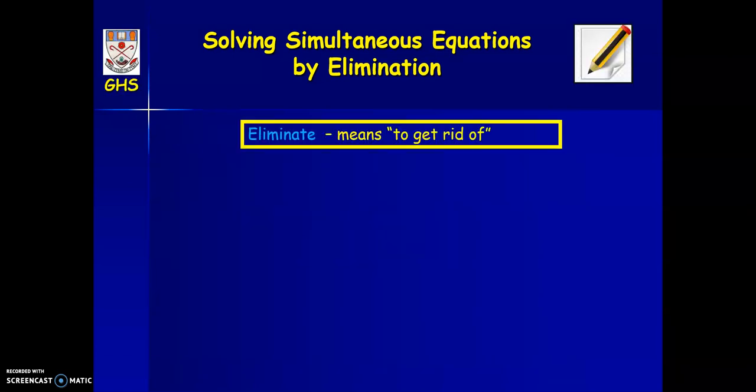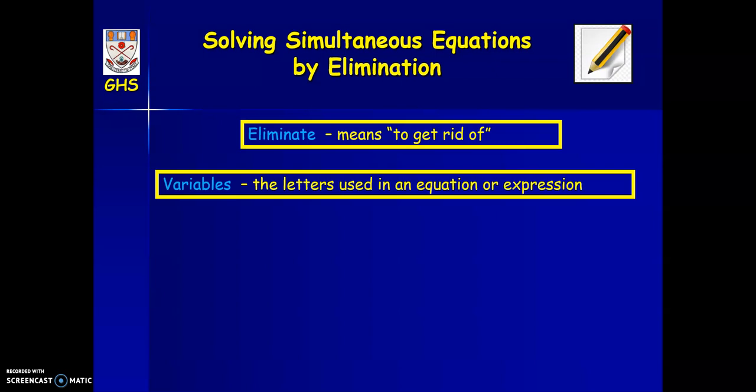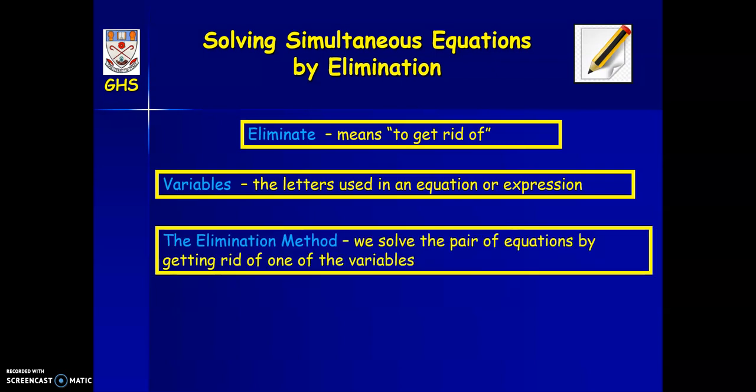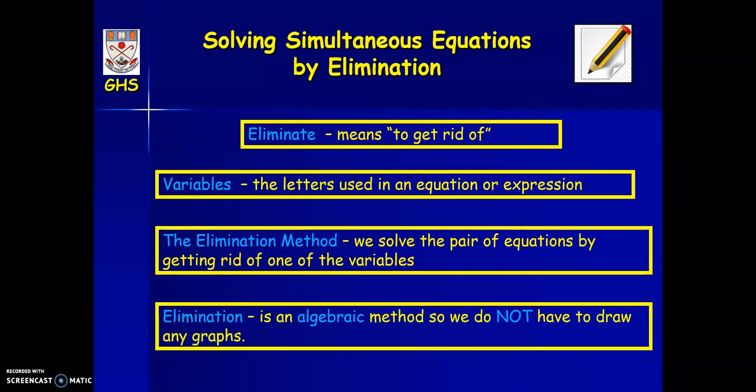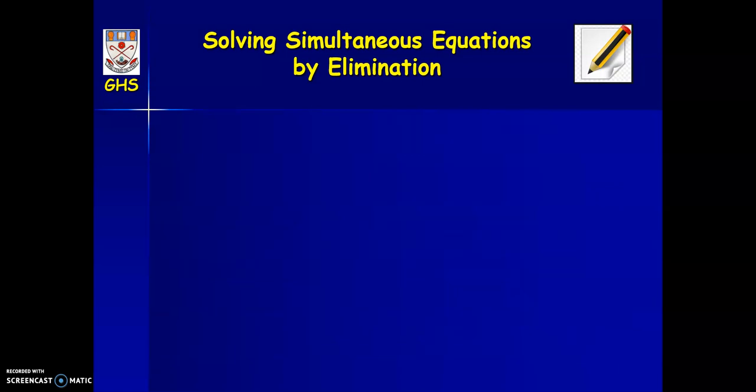Okay, let's have a look. First of all, some definitions. Eliminate means to get rid of. Variables just means the letters used in an equation or expression. Now the elimination method that we use is when we solve the pair of equations by getting rid of one of the variables. Elimination is an algebraic method, so we do not have to draw any graphs, so you'll be quite pleased about that. A couple of things we need to remember before you begin.